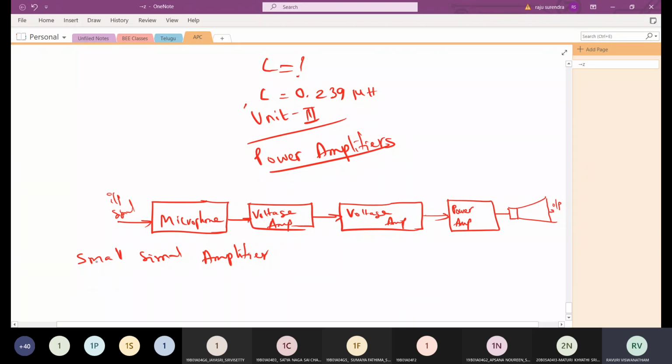So in the name itself it is there, small signal. At least now you can say.